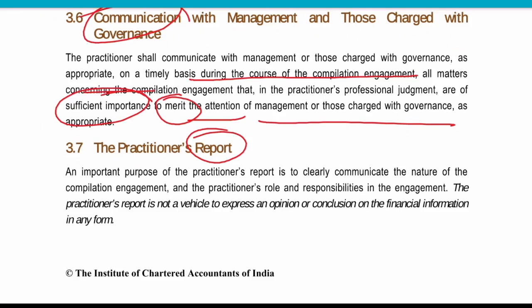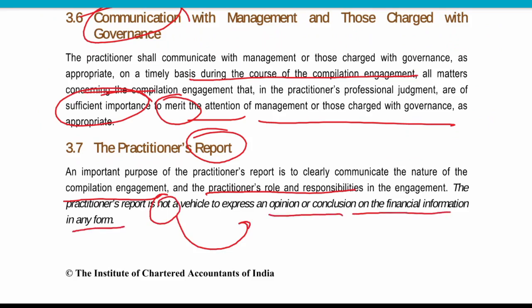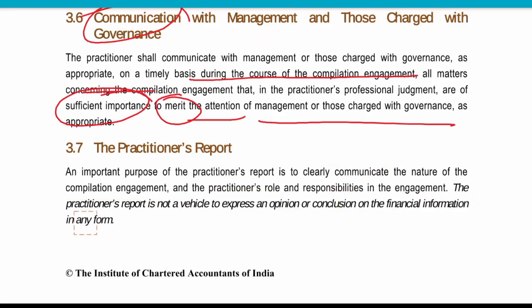The purpose of the practitioner's report is to clearly communicate the nature of the compilation engagement and the practitioner's role and responsibility in the engagement. The practitioner's report is not a vehicle to express an opinion or conclusion on the financial information in any form. That means he is not giving any conclusion, etc.